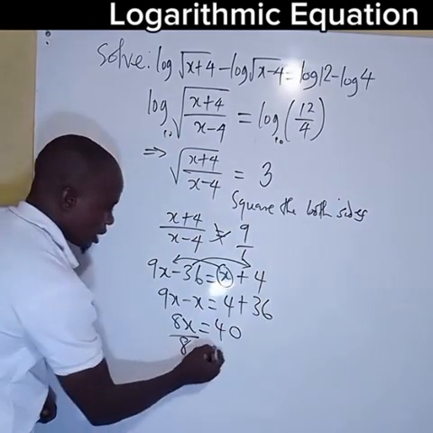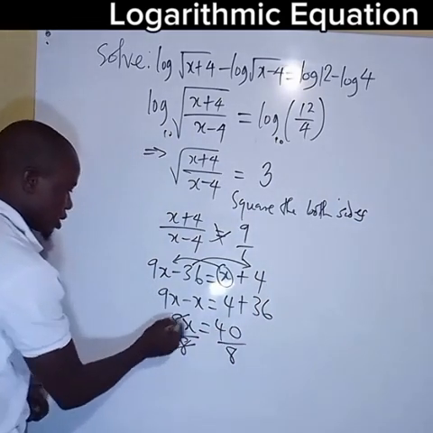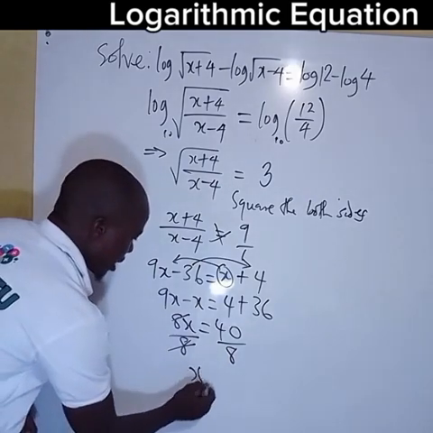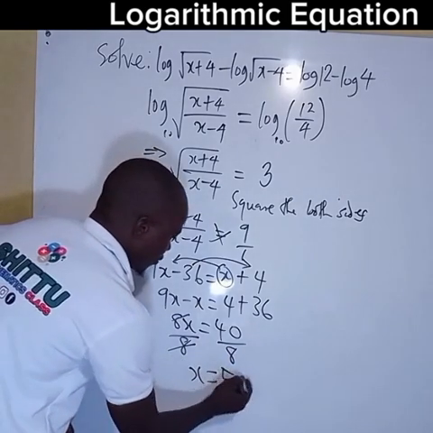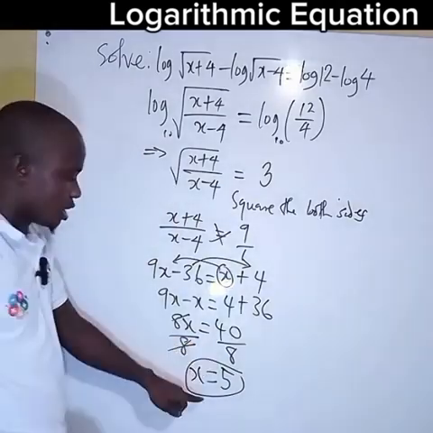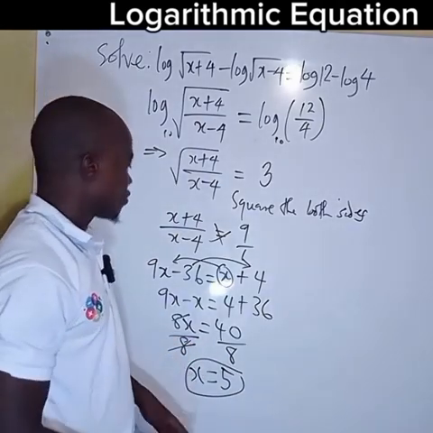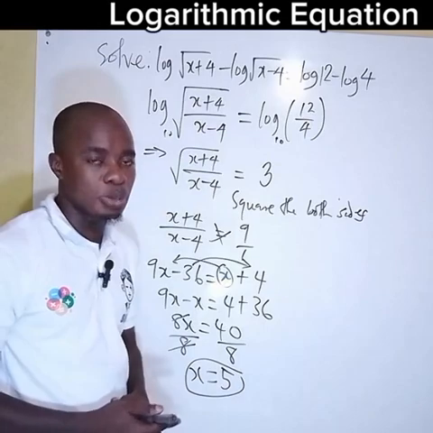I divide both sides by 8, so this cancels, and it implies that x equals 5. That is, 40 divided by 8 gives us 5. So x equals 5 is the solution to the problem on the board.